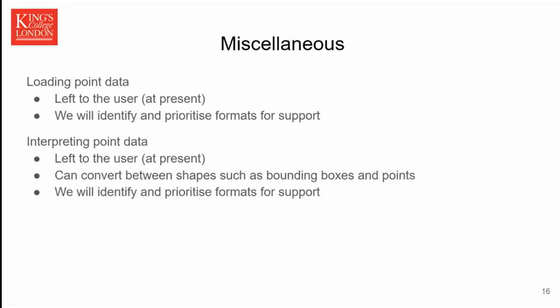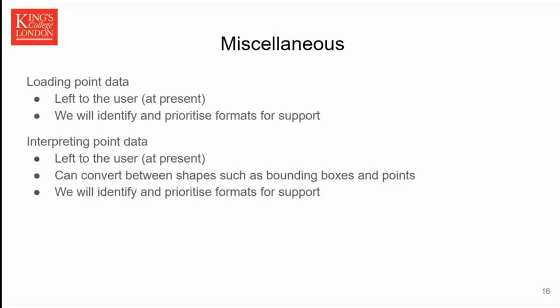So a few other things about what we've provided and what we haven't provided for 1.4. At the moment, loading point data is left to the user. I'll link some tutorials at the end of this where you can see how, for example, point data is generated and then brought into the pipeline. We're going to identify and prioritize the formats that we want to focus on supporting early on. And actually, that will largely come from you lovely folks who use MONAI and raise issues to say, can we please have this format supported?